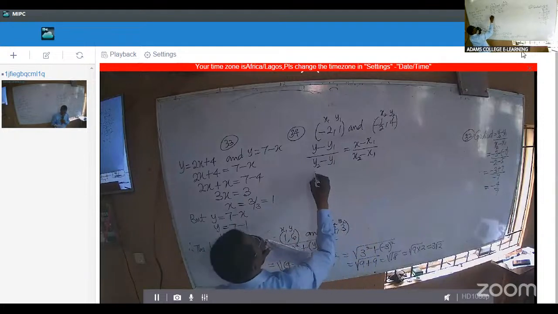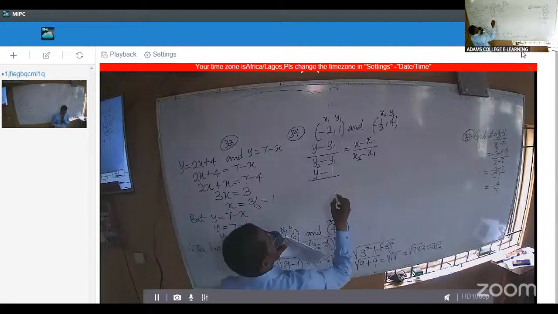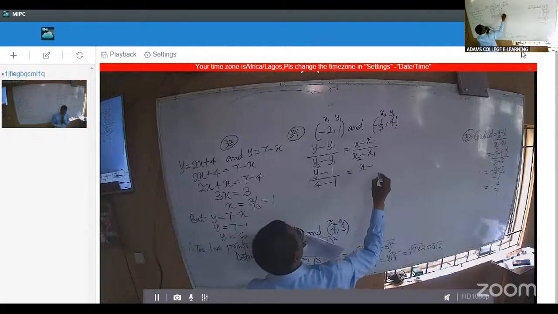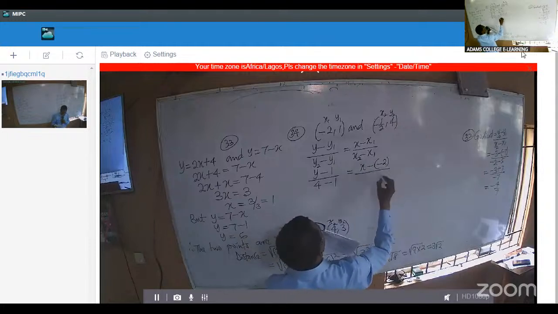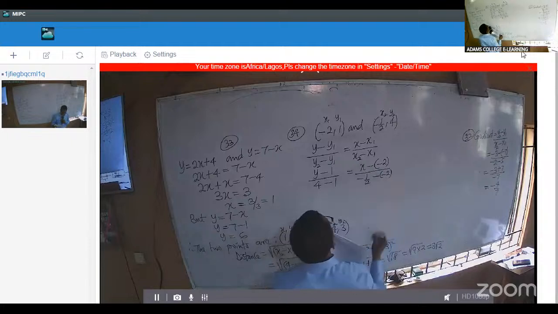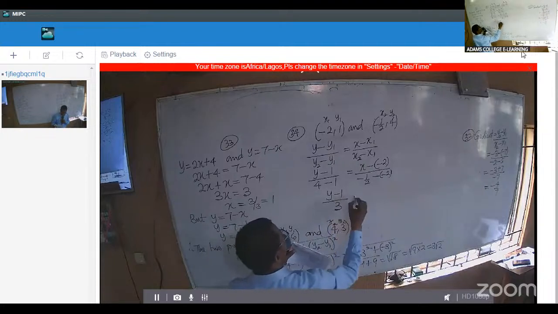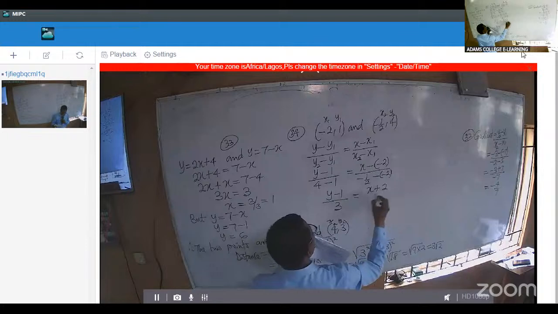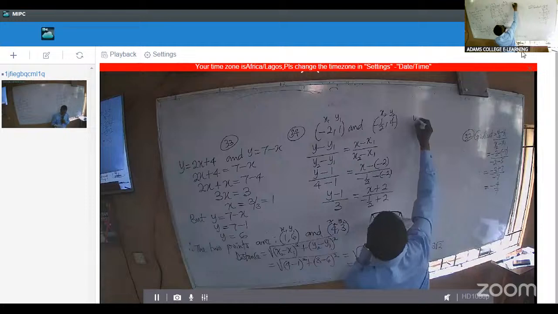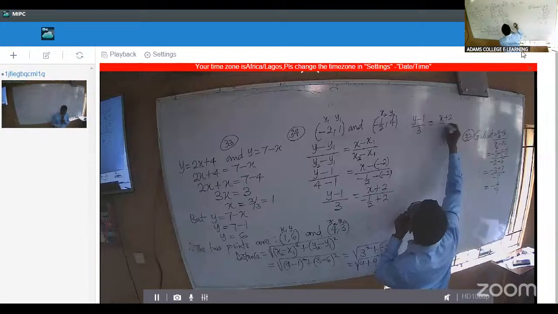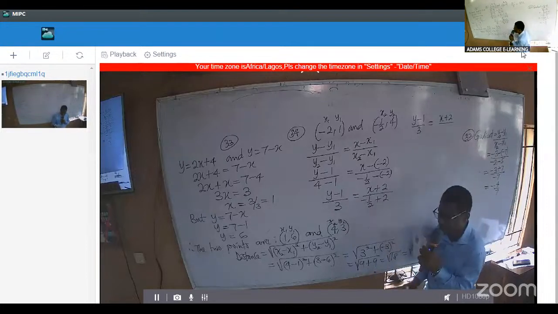So now Y minus 1. What's Y2? 4 minus 1. What's X1? Minus 2. What's X2? Minus half minus minus 2. Now Y minus 1 over what is 4 minus 1? 3. X plus 2. This is minus half plus 2. So now Y minus 1 over 3 will be equal to what? X plus 2 over. Who can help me? What is 2 minus half? 3 over 2. I love that.